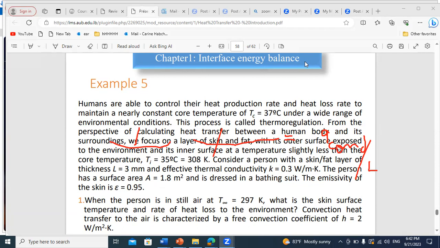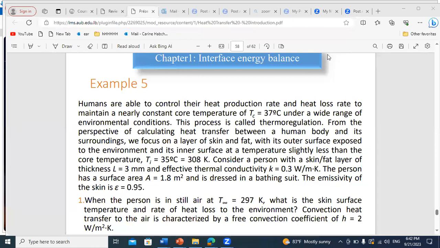So, from the perspective of calculating heat transfer between a human body and its surroundings, we need to focus on a layer of skin and fat with its outer surface exposed to the environment and its inner surface at a temperature slightly less than the core temperature. We'll consider in this case a person with a skin fat layer of thickness 3 millimeter and effective thermal conductivity of 0.3 watt per meter Kelvin. The person has a surface area A equal to 1.8 meters squared and is dressed in a bathing suit. The emissivity of the skin is 0.95.